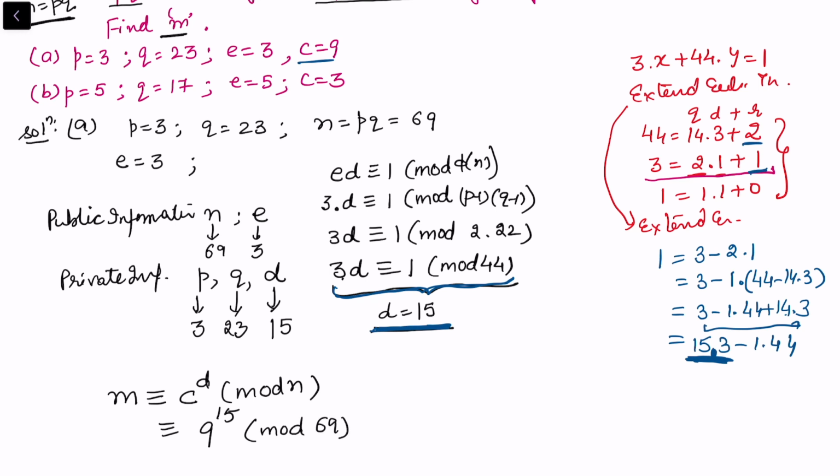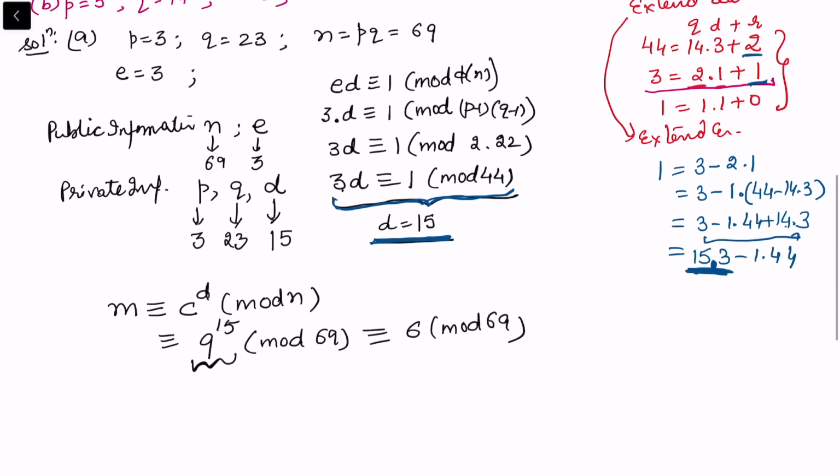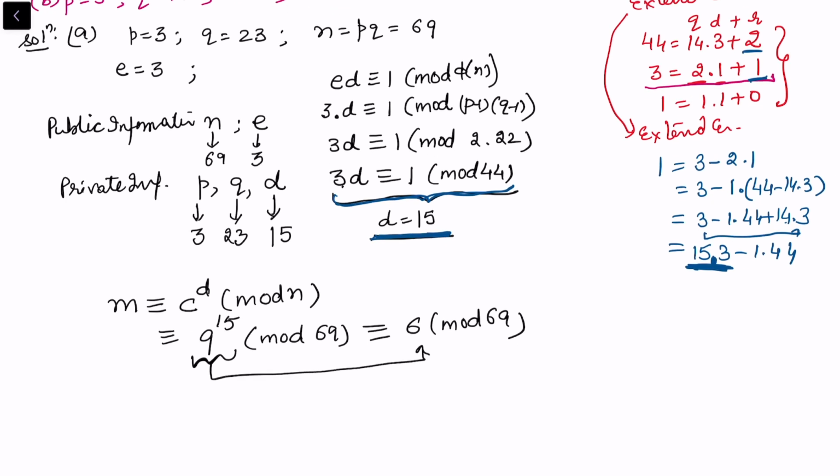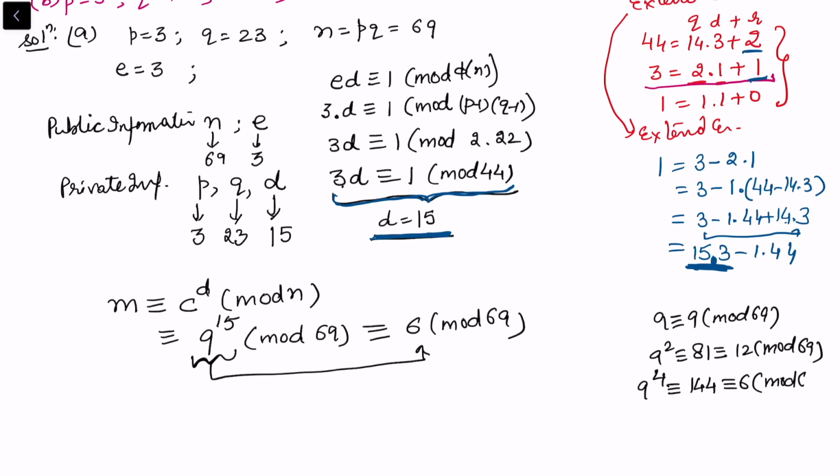69. Now here I want to again use binary exponent calculation, and I find this is congruent to 6 mod 69. To do this portion, you can again see my previous videos. So 9 is congruent to 9 mod 69. Then we raise 9 squared. This is congruent to 81, and we find this is congruent to 12 mod 69. Then I again raise 9 to the power 4. This is congruent to 144. This is congruent to 6 mod 69.